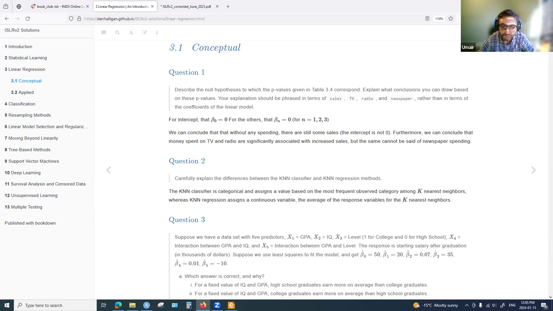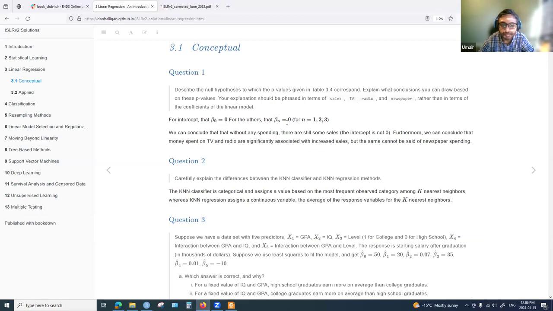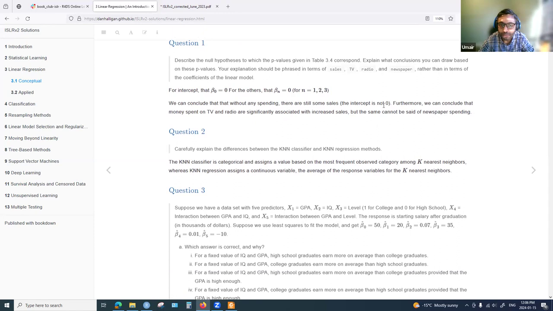So looking at this table, the hypothesis we have for each of these coefficients is that the null hypothesis is these coefficients being zero. And so we want to look at the significance of these coefficients. When we look at the p-values, other than newspaper, TV and radio are significant. So in terms of those variables, we can conclude that money spent on TV and radio are significantly associated with increased sales.